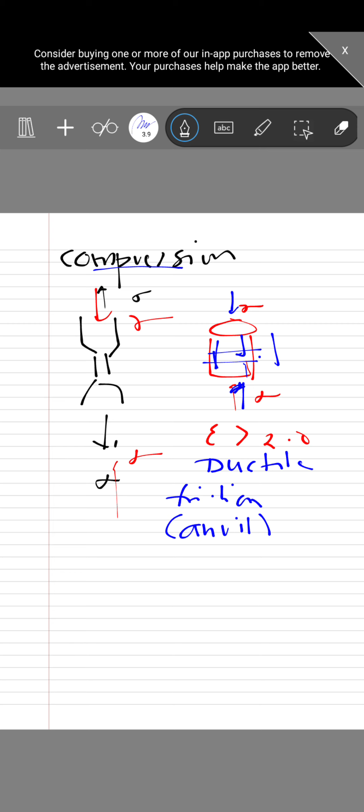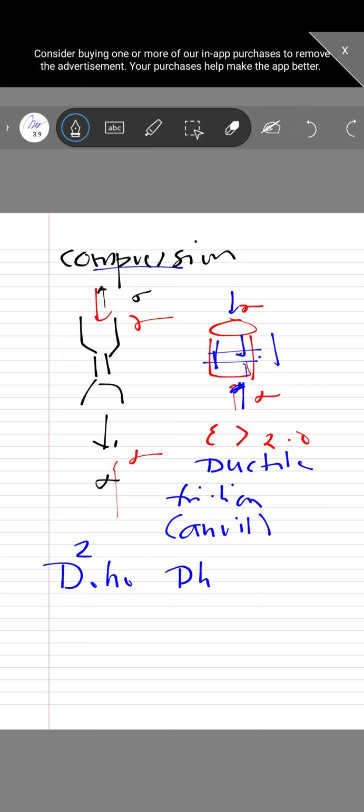Now, if we consider the initial diameter of the cylinder as D0 and initial height as H0, and it has been compressed to diameter D and height H. So usually D0 square H0 is equal to D square H. It is simply because of the fact that the volume is the same.